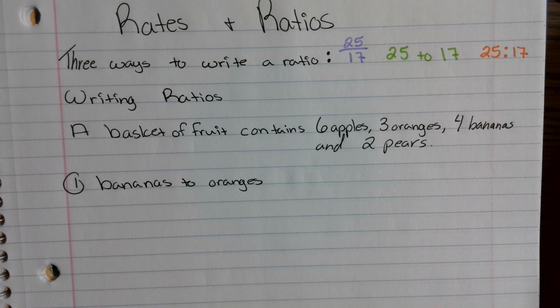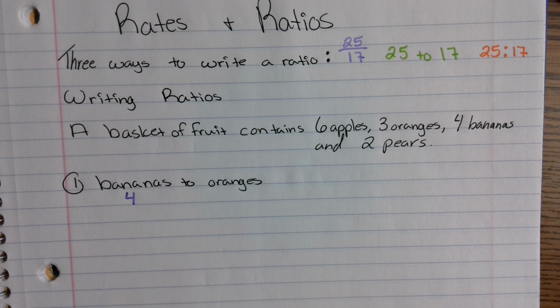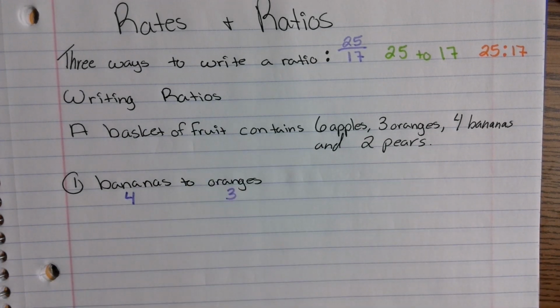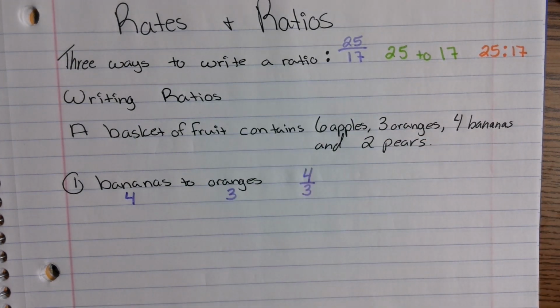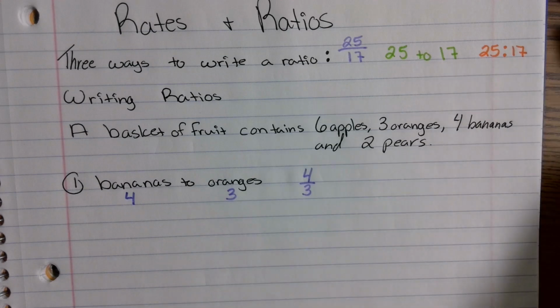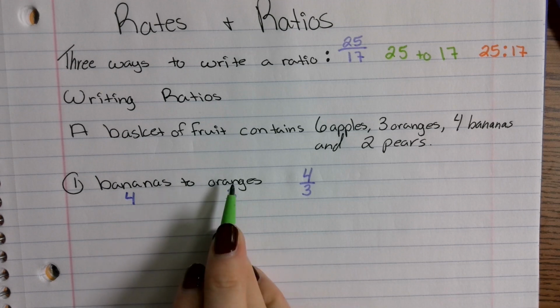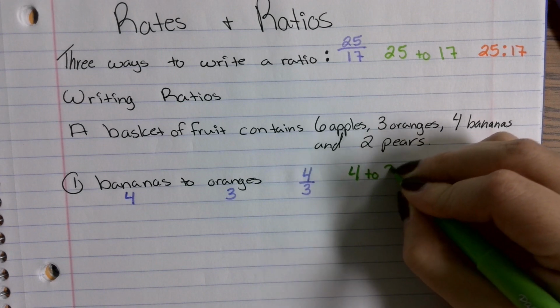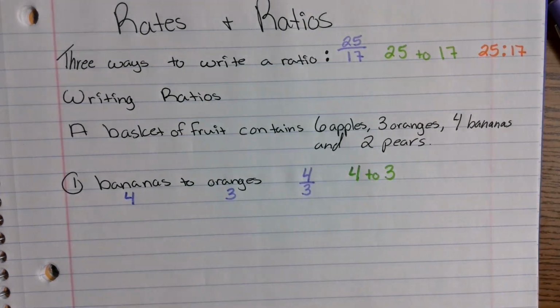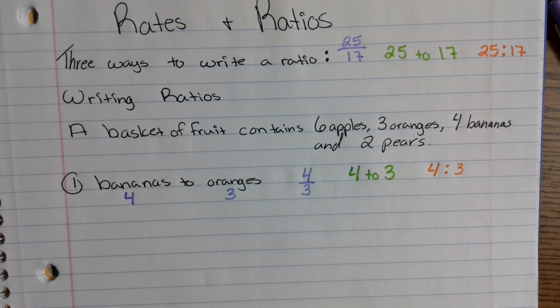How many bananas are there? 4. So I know that there are 4 bananas. How many oranges are there? 3. Can I simplify 4 over 3? Can that be simplified? No. So we leave it as 4 over 3, and then we write it the other ways, which if you notice, bananas to oranges, 4 to 3 would be another way to write this. And then our last way is 4 and then the colon and 3. So these are our different ways to set up a ratio.